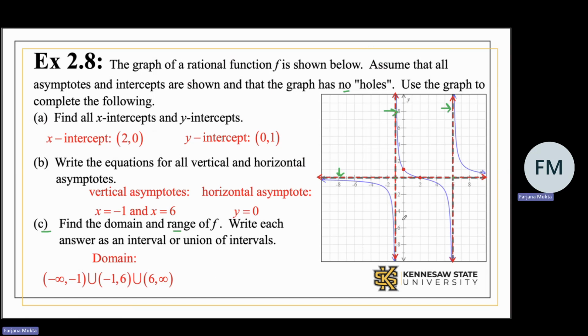Now range. As we can see, the graph is getting all the y values here, the bottom part, the top part, and in the middle, everything. So the range will be all real numbers, right?